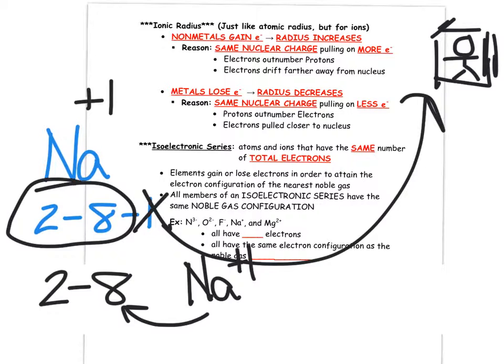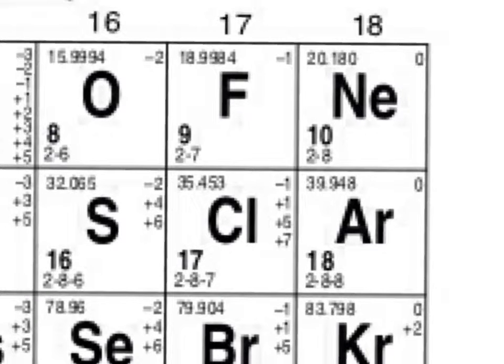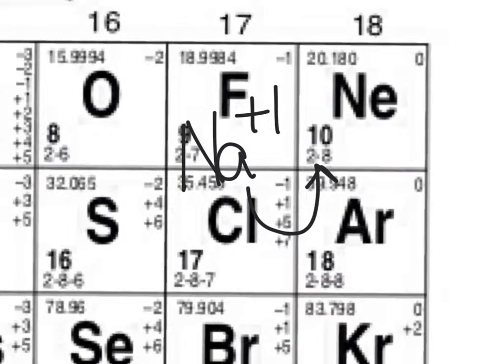So sodium +1 is isoelectronic with a noble gas. Look here at the periodic table that I just pulled up, and you'll see that neon has the electron configuration of 2-8. So the sodium +1 ion is isoelectronic with neon, because the sodium lost an electron and became 2-8 instead of 2-8-1.